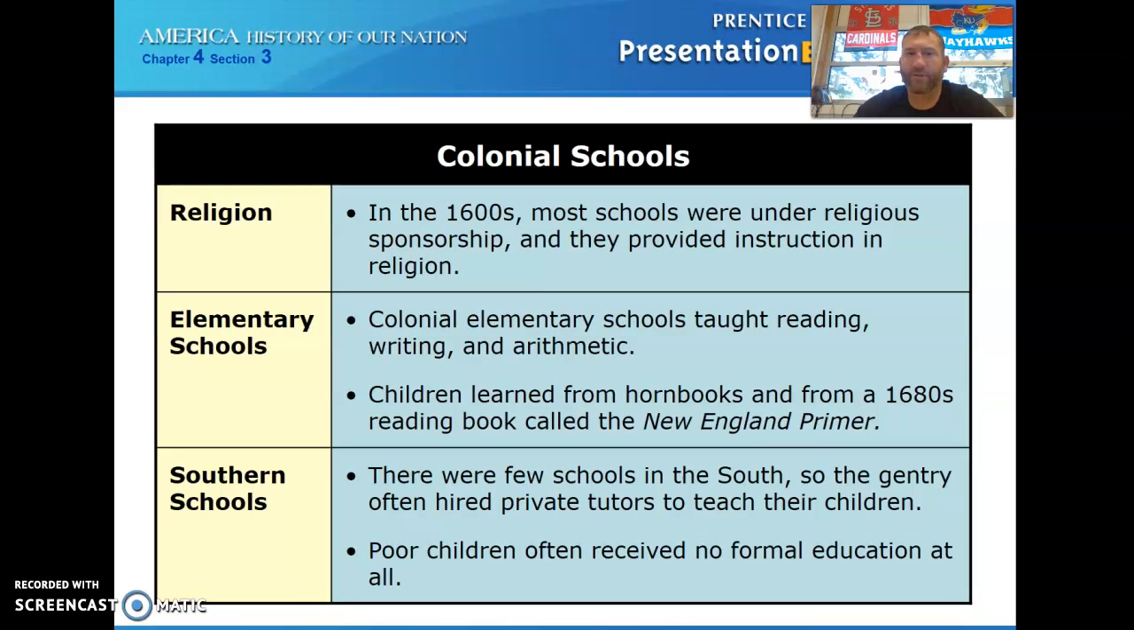Colonial schools and religion. In the 1600s, most schools were under religious sponsorship, and they provided instruction in religion. Colonial elementary schools taught reading, writing, and arithmetic. Children learned from hornbooks and from a 1690s reading book called the New England Primer. And in the South, there were few schools, so the gentry often hired private tutors to teach their children. And poor children often received no formal education at all.